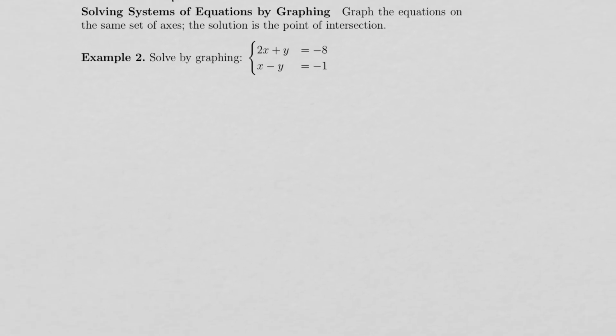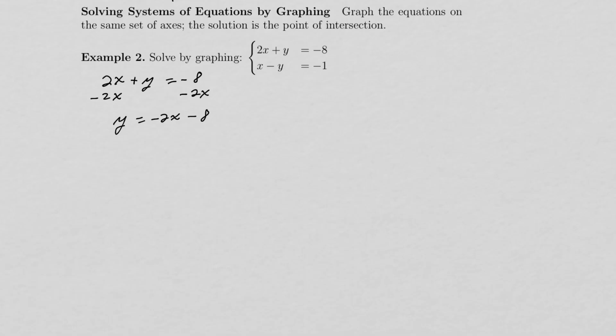Let's see if we can solve this example right here. So first of all, let's write it in the form y equals mx plus b, because I think it's just easier to see everything that way. I'll write down the first equation, 2x plus y equals negative 8. And then I'll solve it for y. I'll subtract 2x on both sides. So I have y equals minus 2x minus 8.